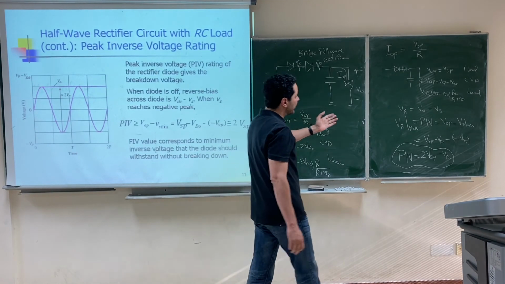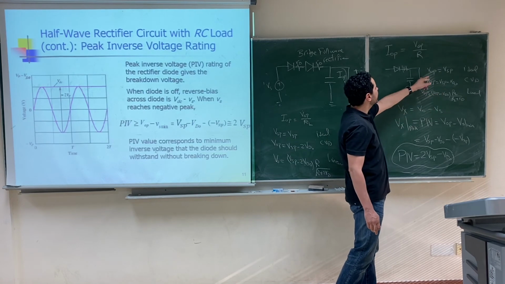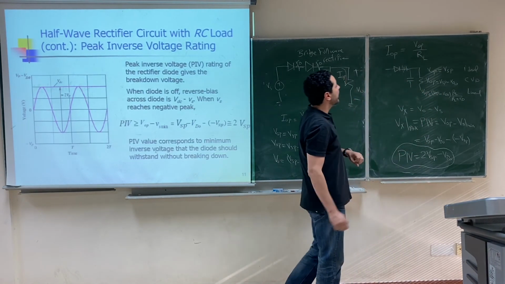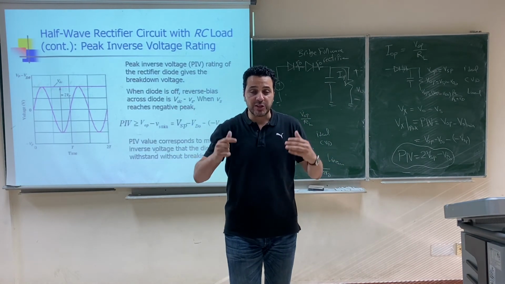If you have only 1 diode, then you can relate V o peak to Vs peak using these relations, and then use it to calculate I o peak, which is the peak current in the load. But the maximum forward current, let's go back to the maximum forward current.